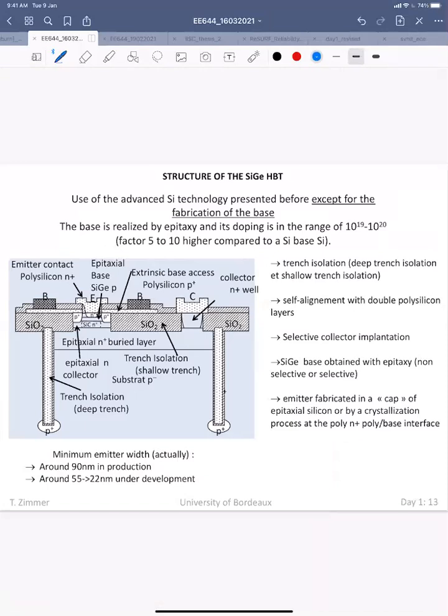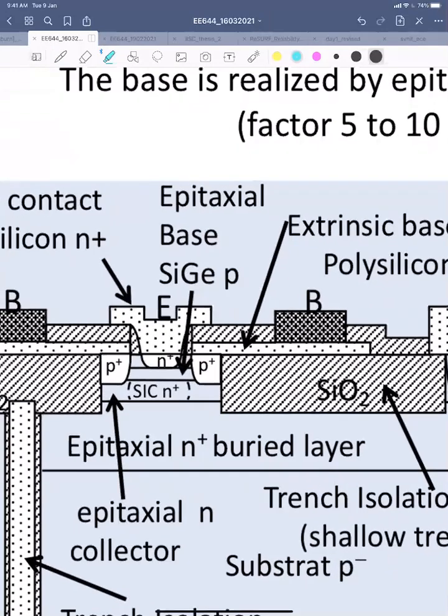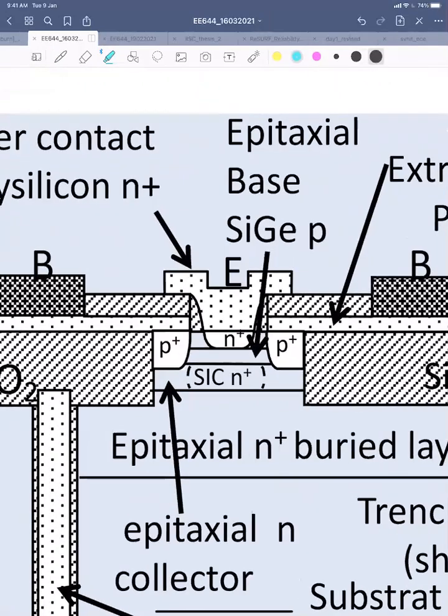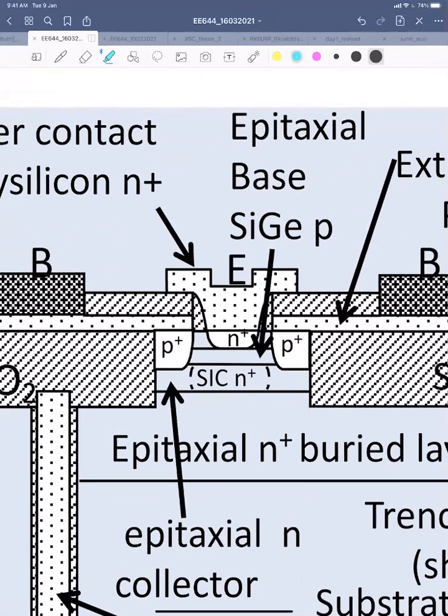So okay, this is the structure of a typical silicon germanium HBT. If you see, I'm just zooming this part. So this is your emitter, right? This is emitter poly, right? And this part is your base. This is silicon germanium in this case, silicon germanium base, right?